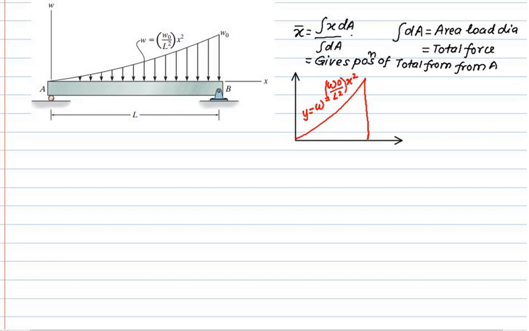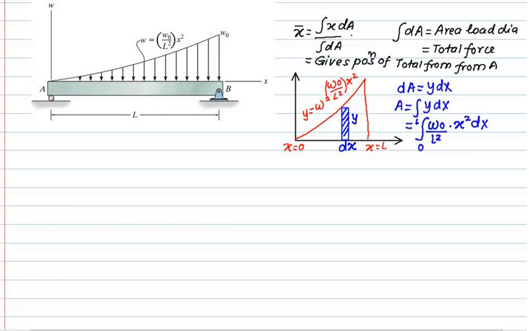So to find out the area, we'll consider this diagram where we have y equal to w0 by L square into x square, and this one is x equal to 0, and this is x equal to L. If you have this type of figure, we'll consider dx, and we can take a vertical strip or horizontal strip, any will work. So for this one, we'll go for a vertical strip. Consider one vertical strip of thickness dx and height y. So what is dA? It is y into dx. So the total area will be integral y dx, and the limit of integral is from 0 to L.